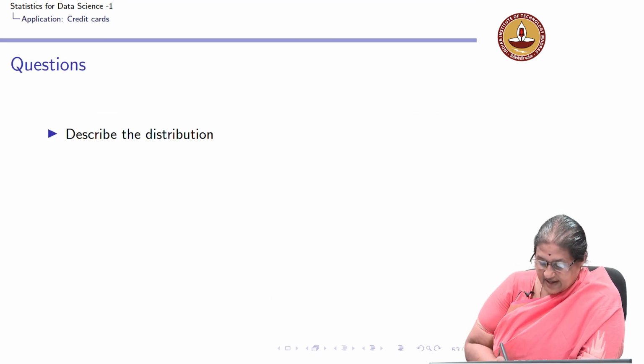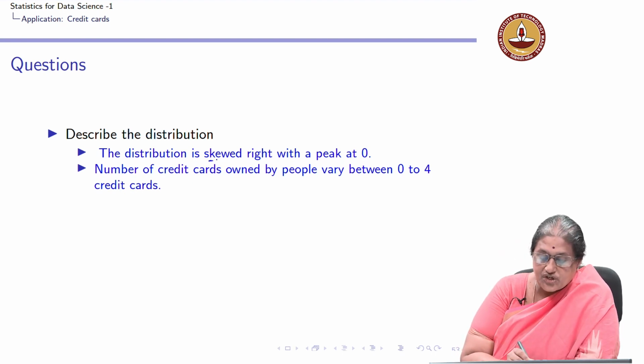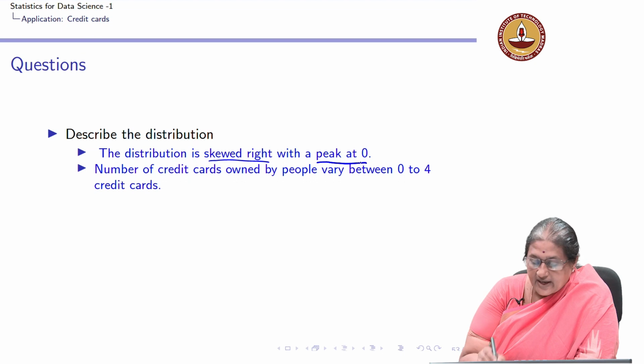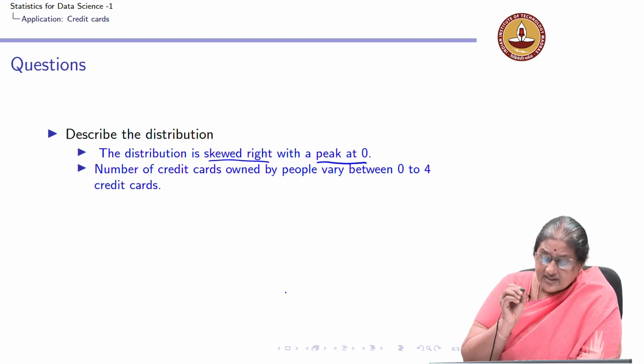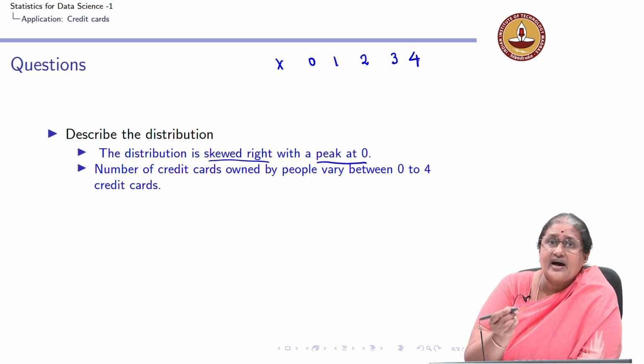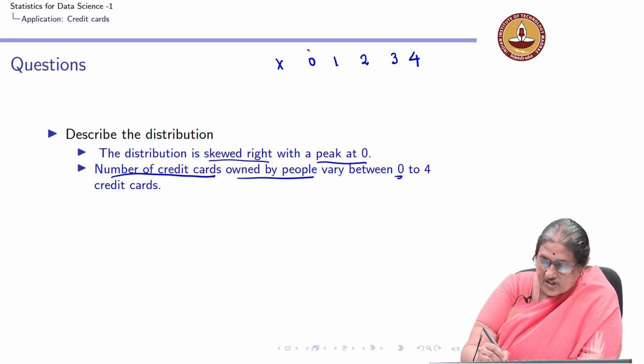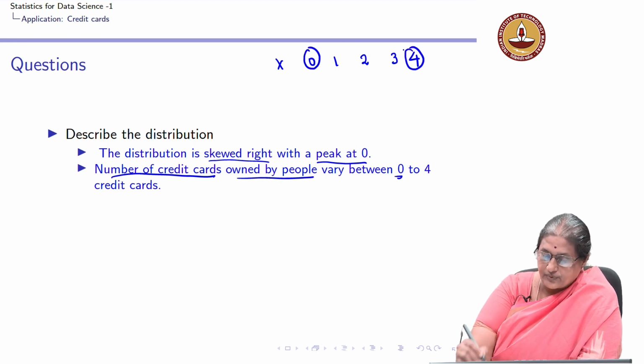So, I can see that if I am asked to describe the distribution, I can say that it is skewed right with a peak at 0, and the values of x are 0, 1, 2, 3 and 4, which I can further articulate by saying that the number of credit cards owned by people varies between 0 and 4.